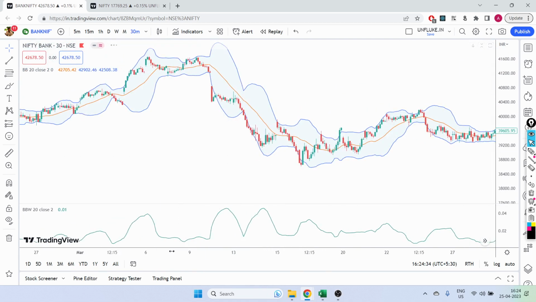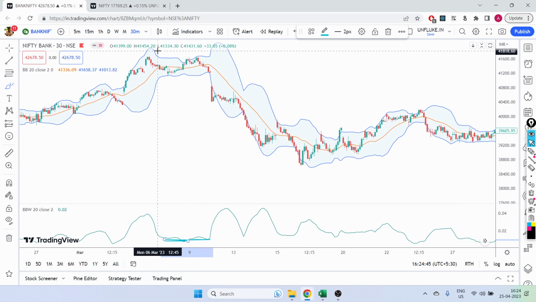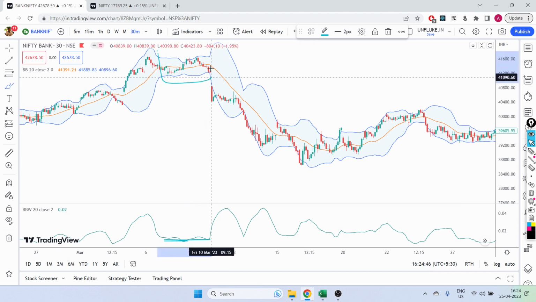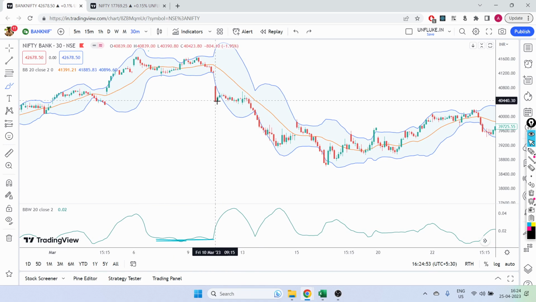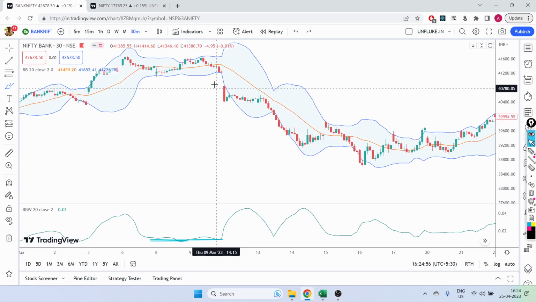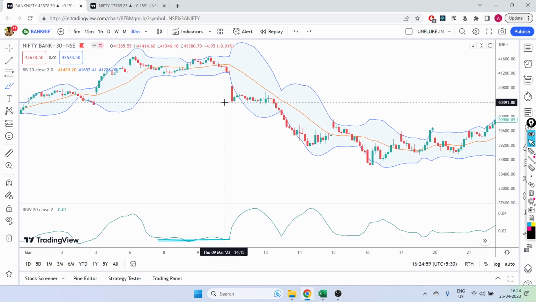But here you will see this. If you see here, the Bollinger Band width is really close to zero. It's almost zero. And at the same time, you can see that there is a contraction happening here. So I can go for a trade now, but how will I know whether I have to buy or sell? It will depend on the candle. So in this case, the candle here has closed. So this red candle has closed below the lower Bollinger Band.